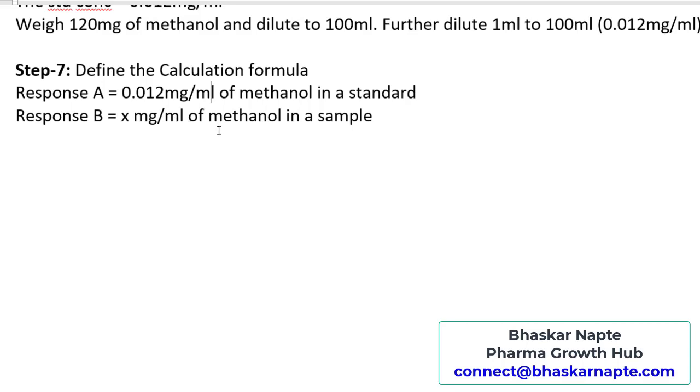I hope you are now clear. So will I be able to understand the content of methanol in the sample with simple cross multiplication? Let me do that. So the X milligram per ml of methanol in sample is equal to how much?